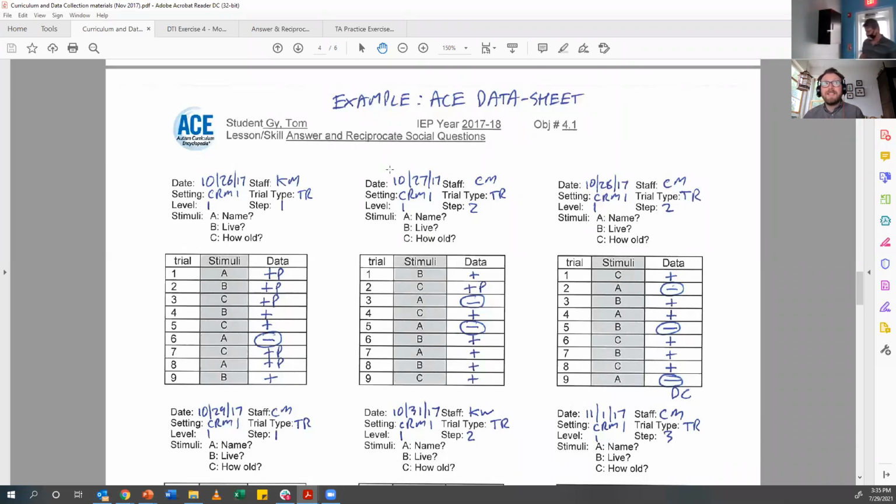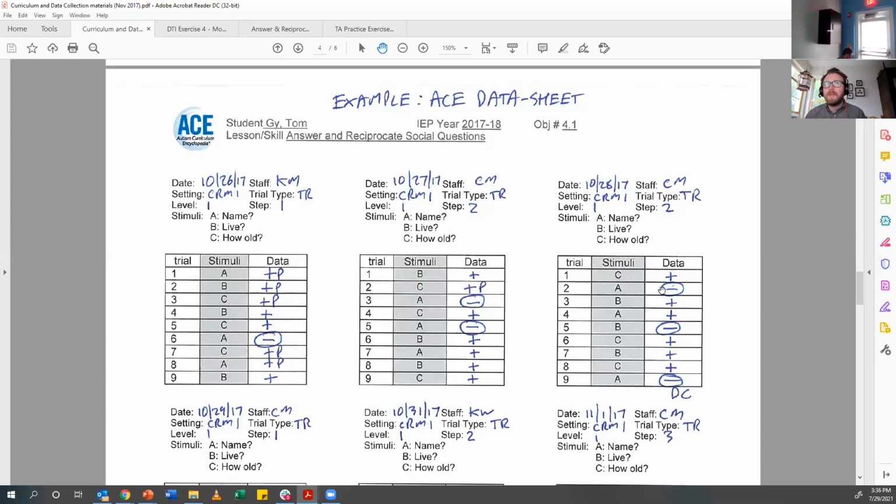So for the next teaching session that happened the next day, we're still at prompting step 2. Does everyone understand why we're still at prompting step 2 for this teaching session on October 28th? He engaged in 7 of the 9 trials correctly here on 10/27, did not meet the 89% correct threshold to fade the prompt. So we're staying at prompting step 2. Okay. Now let's talk about what happened on October 28th.